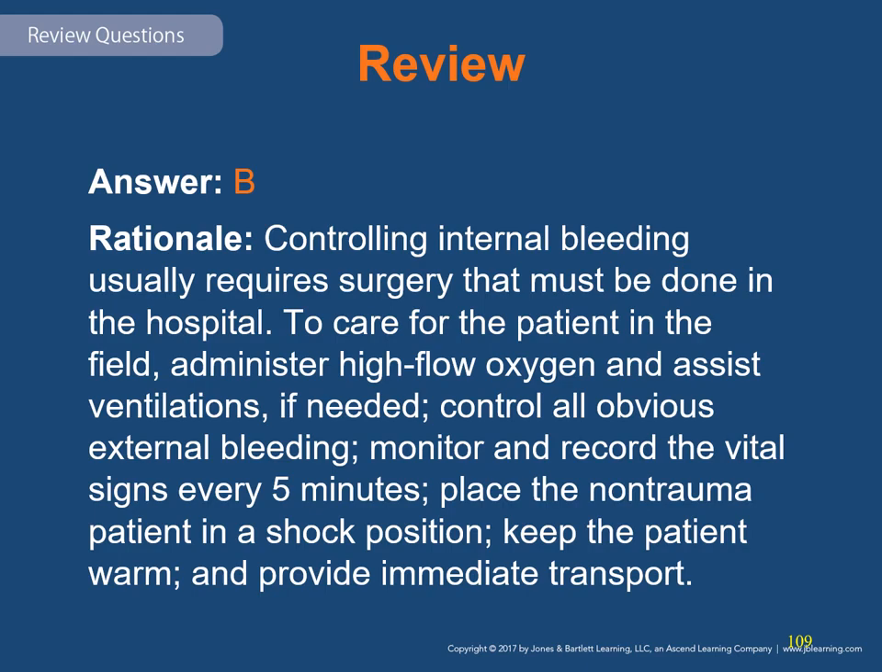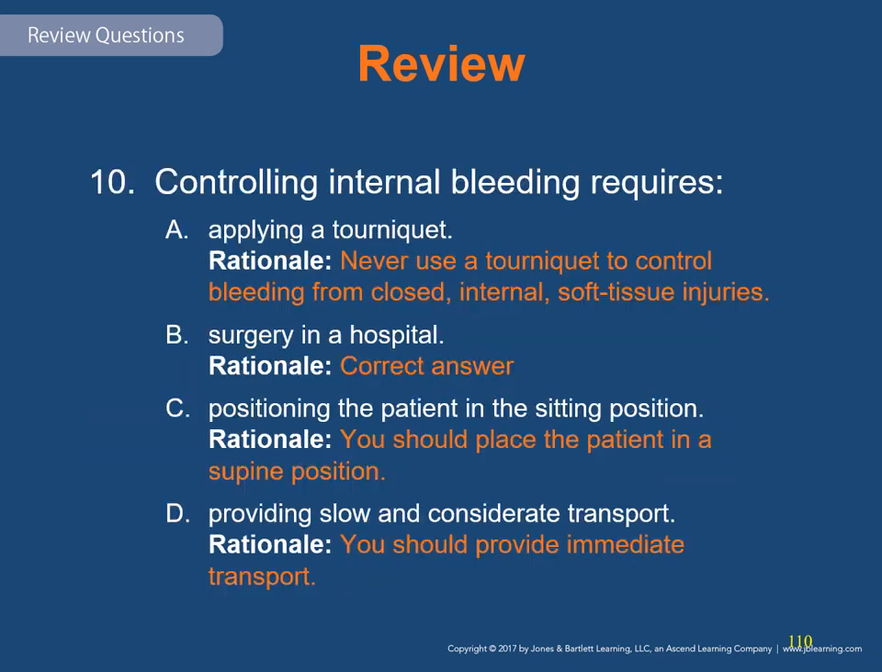Controlling internal bleeding usually requires surgery that must be done in the hospital. To care for the patient in the field, administer high-flow oxygen and assist ventilations if needed. Control all obvious signs of external bleeding. Monitor and record the vital signs every 5 minutes. Place the non-trauma patient in the shock position. Keep the patient warm and provide immediate transport.